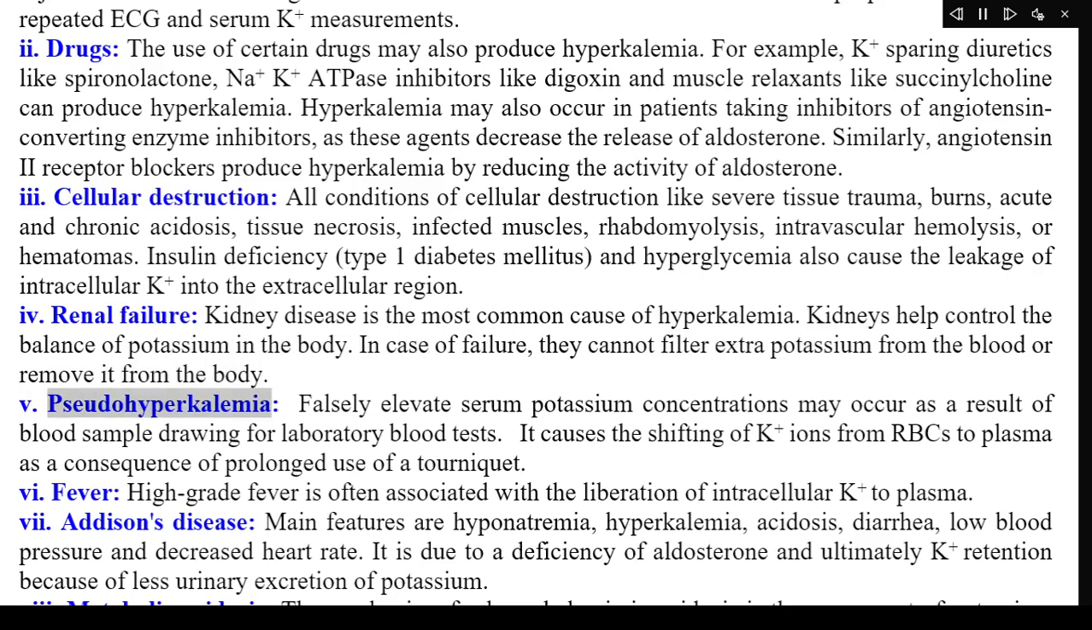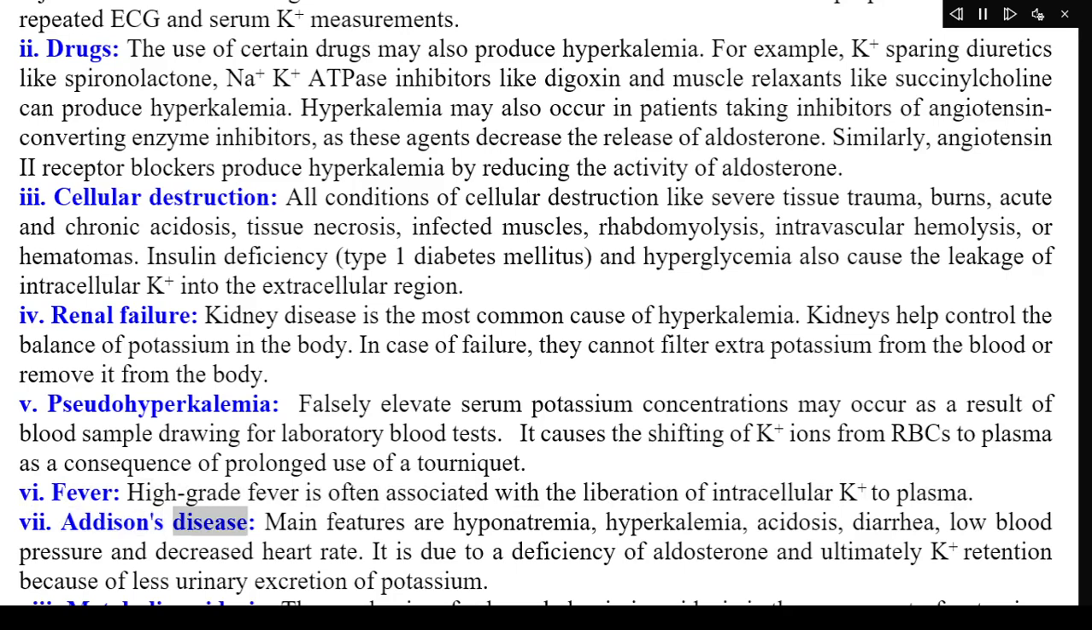5. Pseudohyperkalemia. Falsely elevated serum potassium concentrations may occur as a result of blood sample drawing for laboratory blood tests. It causes the shifting of K+ ions from RBCs to plasma as a consequence of prolonged use of a tourniquet. 6. Fever. High-grade fever is often associated with the liberation of intracellular K+ to plasma.